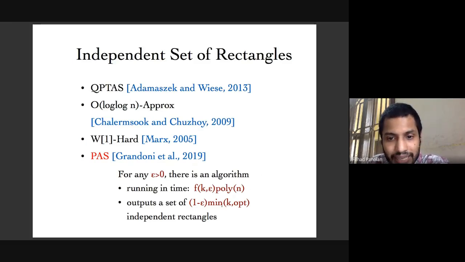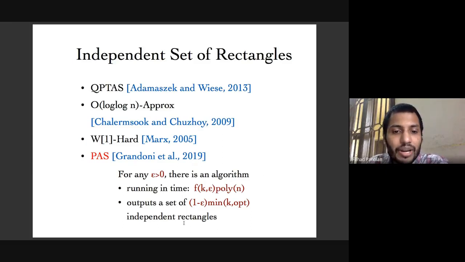That means that poly n can be n to the power of some function of epsilon. And for their algorithm, the running time is like that: n to the power of order 1 over epsilon squared. So f of k comma epsilon times polynomial in n, and it outputs a set of 1 minus epsilon times min of k comma opt independent rectangles. Independent rectangles means pairwise non-overlapping. So for this talk, I assume that opt is always greater than or equal to k.